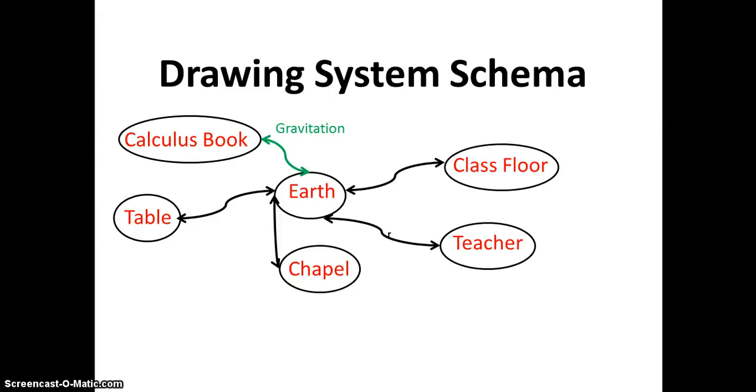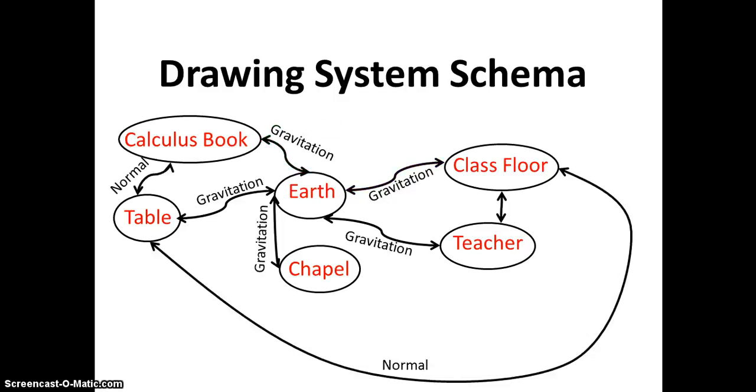Here in the green, interaction between the calculus book and Earth is gravitation. Likewise, gravitation between Earth and the classroom floor. We can continue this pattern by showing arrows showing interactions and giving names to those types of interactions. Here are just a few, not all are mentioned, but we want to see that things like the classroom floor does have an interaction with the table. As you can see, we put our label next to the interaction direction.